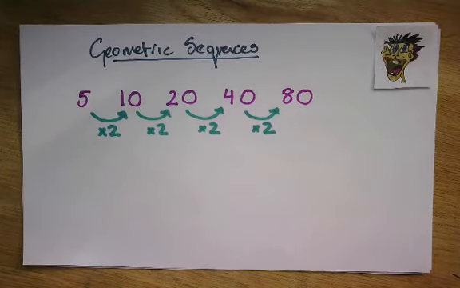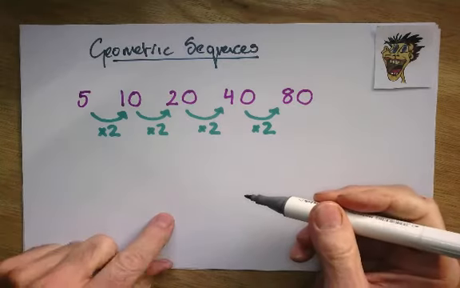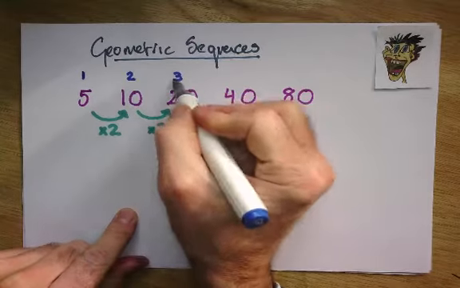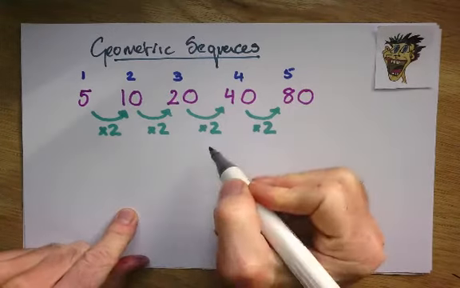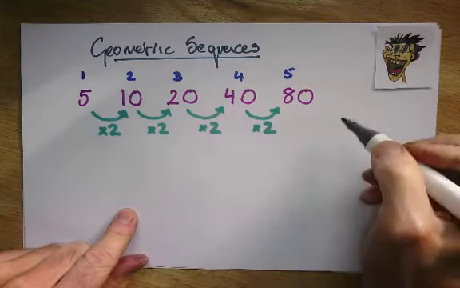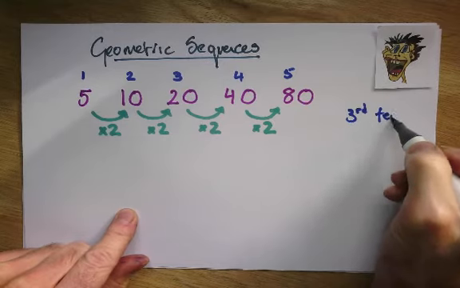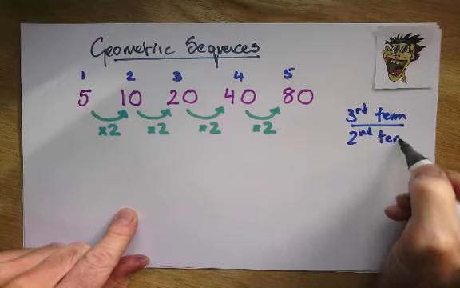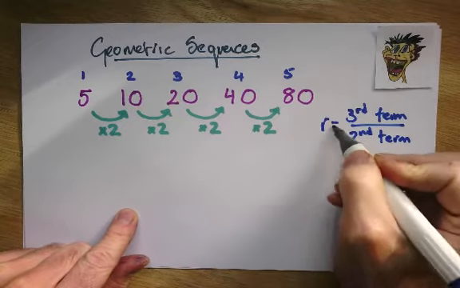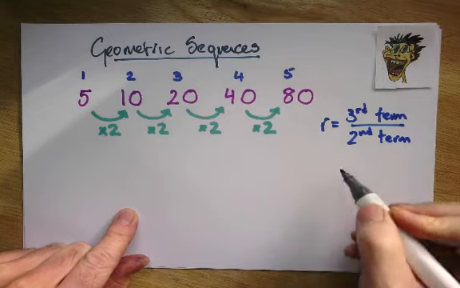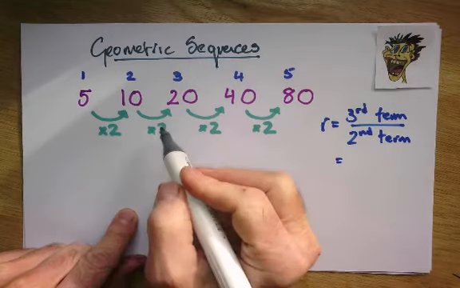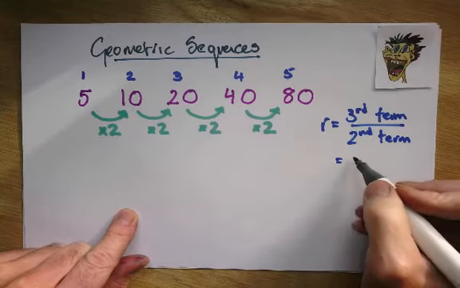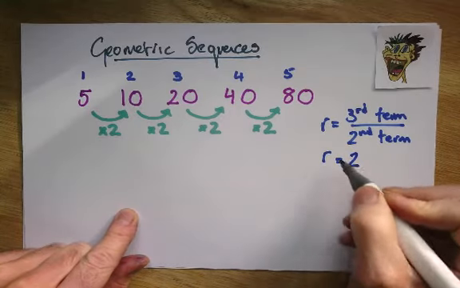A way to understand how to get there, if you can't just see it, is to take one term, so let's label this just to help you. So I'll take the third term, 20, and divide by the second term. And that will give us what we call a common ratio. You can divide any one's, 40 over 20, 20 over 10, 10 over 5. It'll always be the same because it's common. So in here, r equals 2.